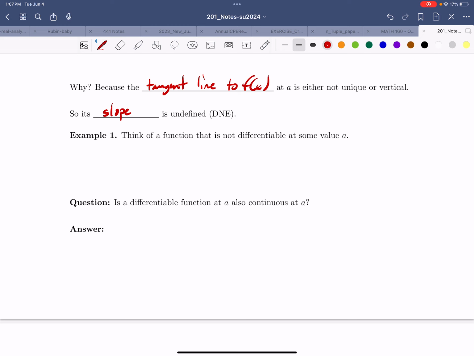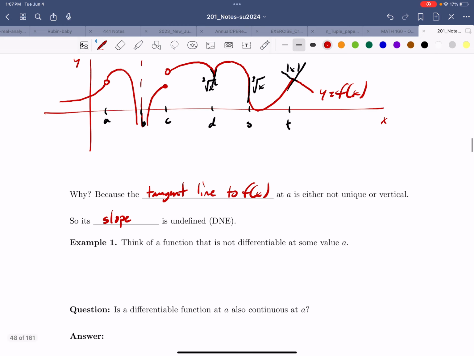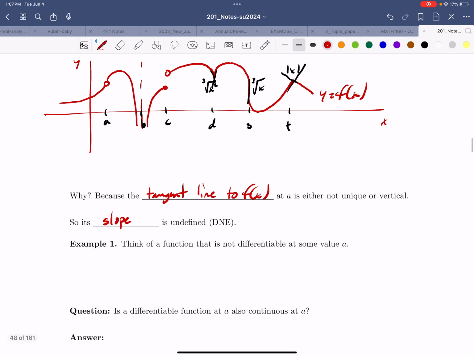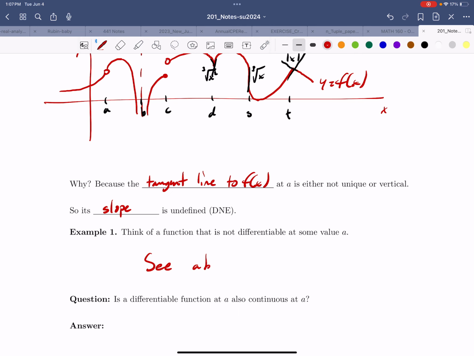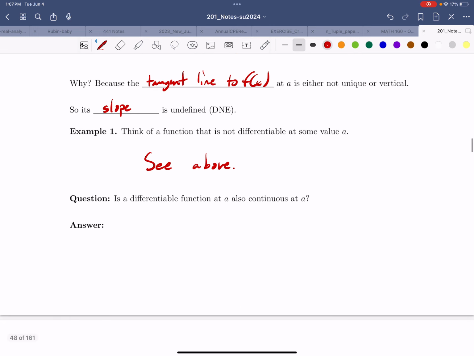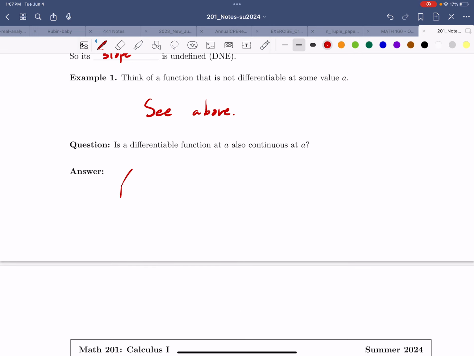So think of a function that's not differentiable. Most piecewise functions will do. You could use any of these. If it's a differentiable function, is it also continuous? The answer is yes. You can check the textbook for a little proof of that.